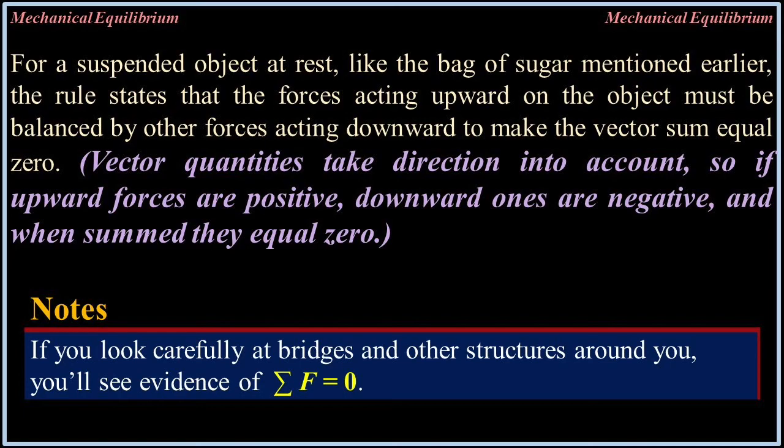For a suspended object at rest, like the bag of sugar mentioned earlier, the rule states that forces acting upward on the object must be balanced by other forces acting downward to make the vector sum equal zero. Vector quantities take direction into account. So if upward forces are positive, downward ones are negative, and when summed, they equal zero. If you look carefully at bridges and other structures around you, you'll see evidence of sigma F equals zero.